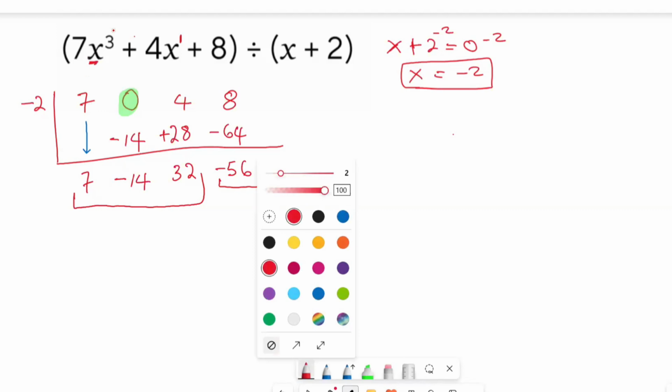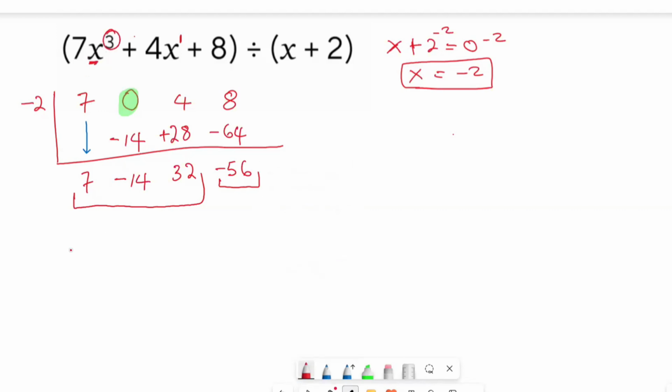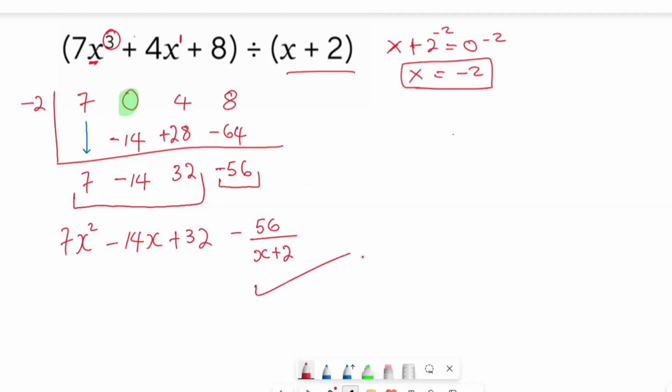Remember though, we started with x to the third, so when we divide that by x, we're going to have 7, but this is now x squared. This is -14x plus 32. And then this is our remainder, so it's -56 over x plus 2. So right there, that would be our response for that.